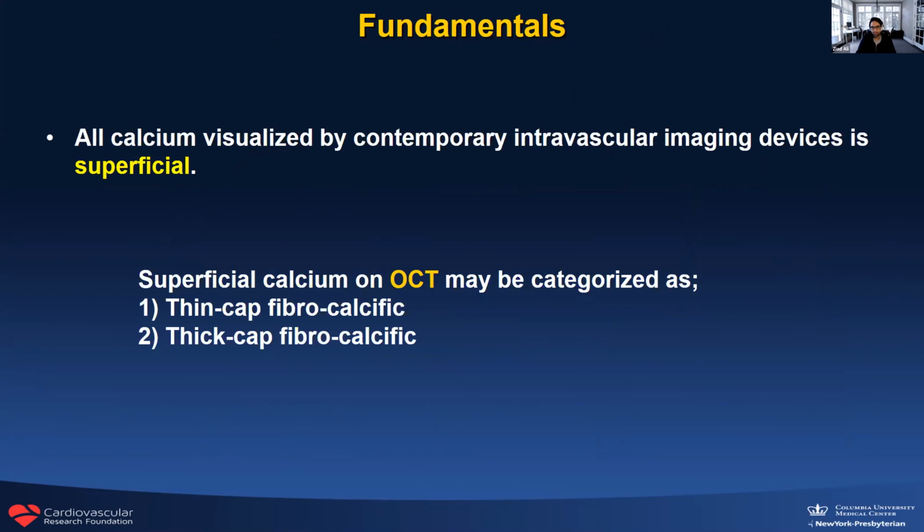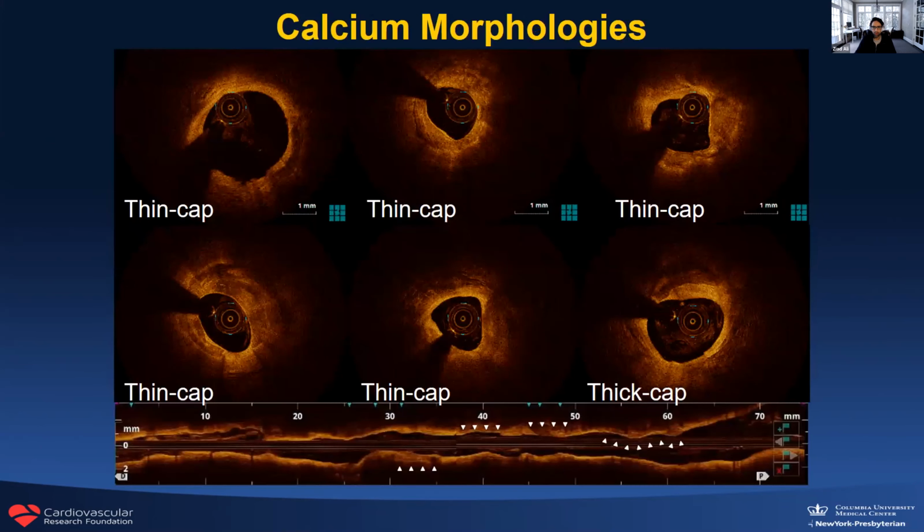All calcium visualized by contemporary intravascular imaging devices is superficial. Superficial calcium on OCT can be categorized as thin cap fibrocalcific and thick cap fibrocalcific, that is, does the calcium touch the lumen or is there a layer of intima in between? Here are examples. This is thin cap. This is another thin cap. This is another thin cap because the calcium is abutting the lumen. Thin cap, thin cap. But this is thick cap calcification. There's a large layer of intima on top of the calcium, and modifying this calcification is very different to the other five in this pattern.